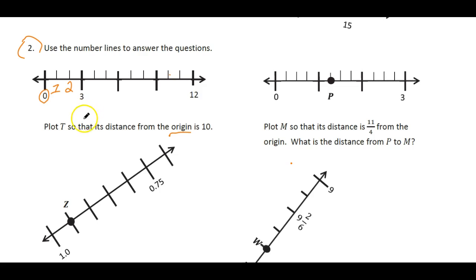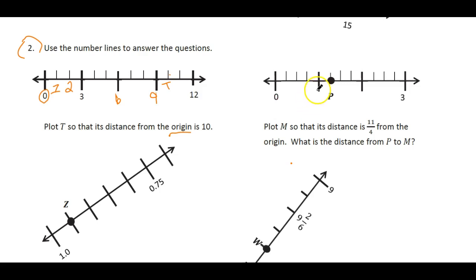So this one is saying plot T so that its distance from the origin is 10. 3, 4, 5, 6, 7, 8, 9. Here's 10 right here then. And we're going to put a T there for 10. Isn't that funny? All right, so now check this one out.